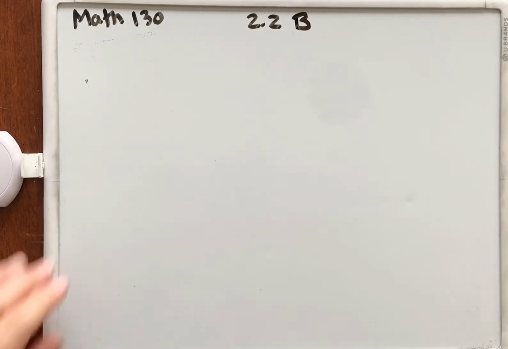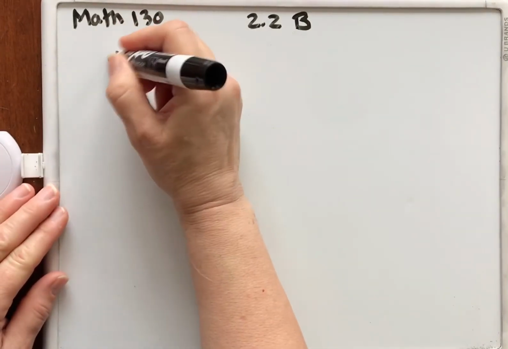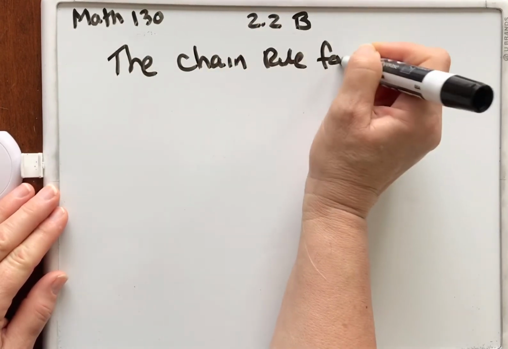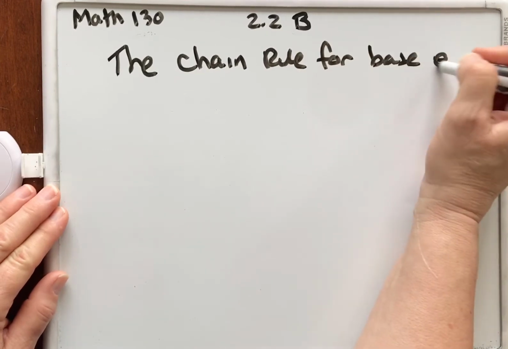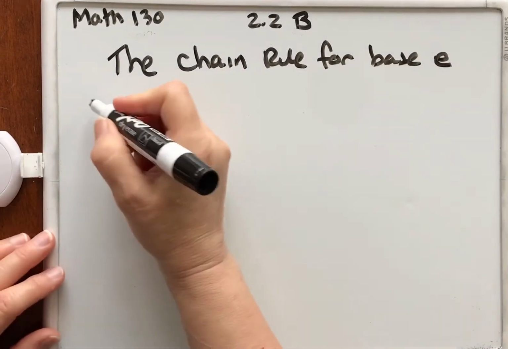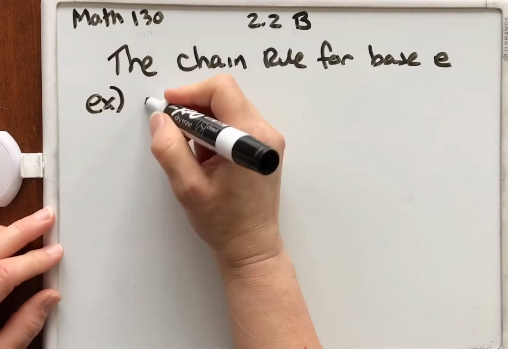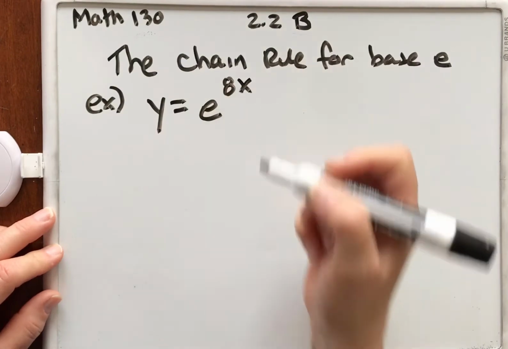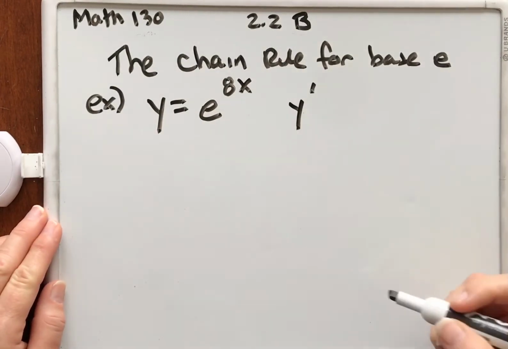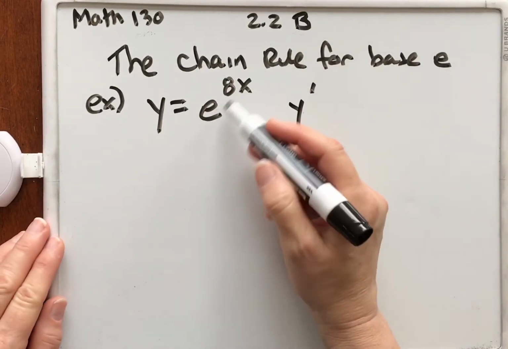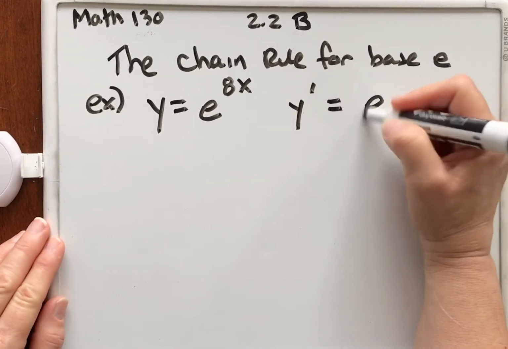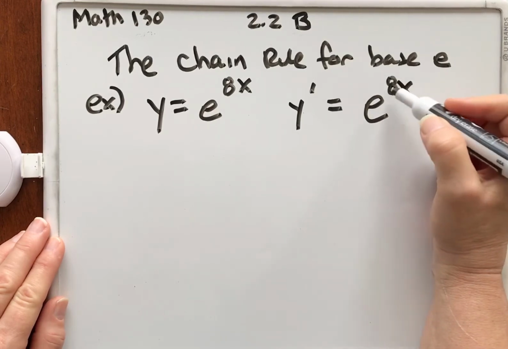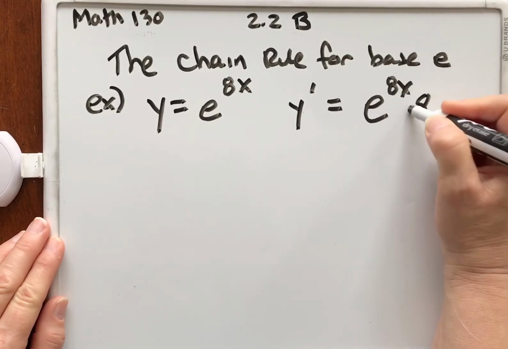Okay, so we're going to learn the chain rule for base E. The chain rule for base E. Let me just give you an example. It's easy to see with an example. If we have y equals e to the 8x, the chain rule is this. We just keep what we have, and then we take the derivative of what's in the exponent. The derivative of 8x is just 8.